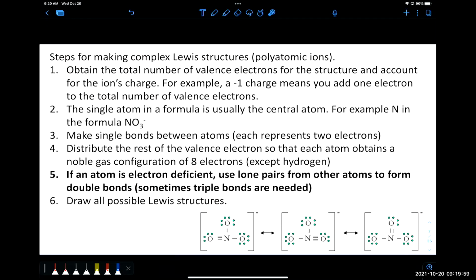To put these into steps, especially for polyatomic ions, first obtain the total number of valence electrons for the structure and account for the ion's charge. Here we would have 6 times 3 for each of the oxygens, and nitrogen would be 5 times 1. And then we would have a charge. If you have a negative charge, that's adding electrons to your valence pool. If you have a positive charge, you're removing electrons from your valence pool. So this is going to be an extra 1 electron.